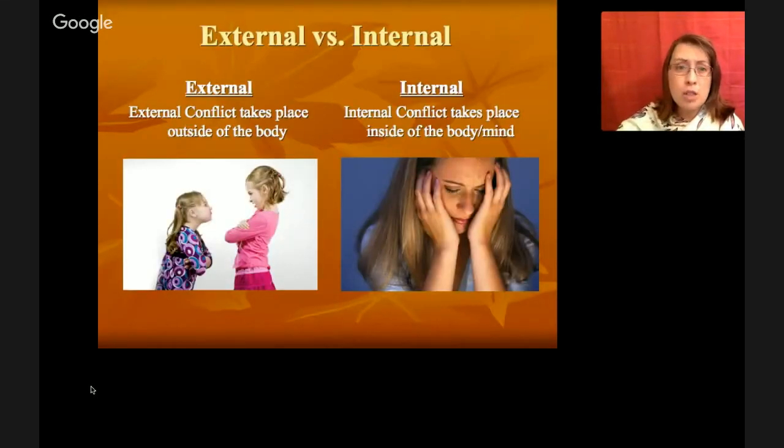If we look at this chart, you can see that external is taking place outside of the character. So these two are having a conflict. Internal, though, is inside of your own heart or mind. So she's super sad. Nothing outside of her that we can see is creating that problem, but she's super sad.